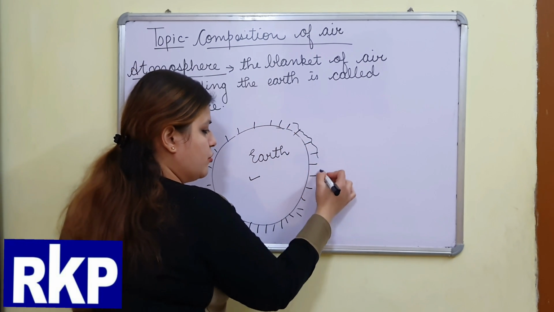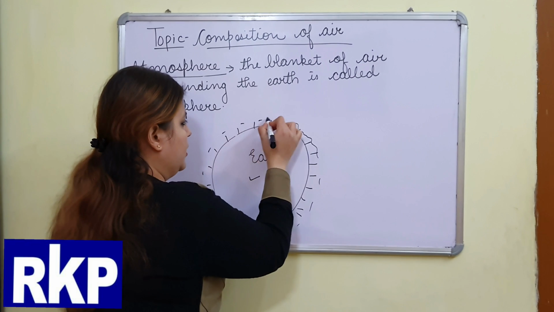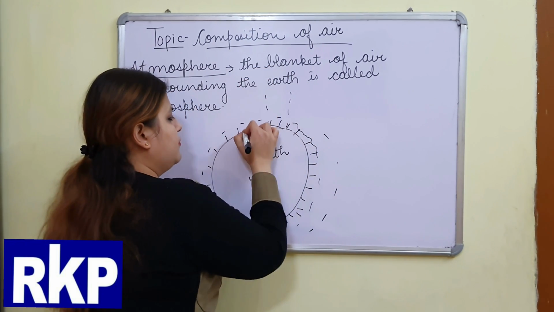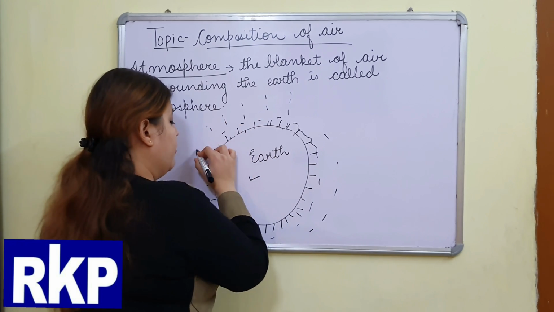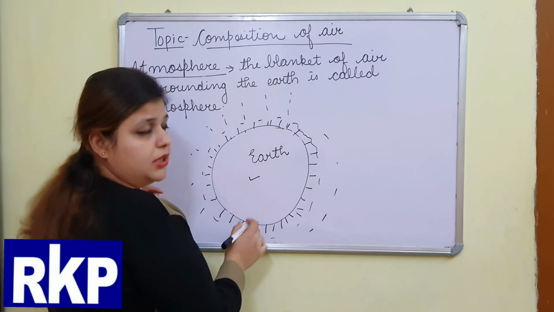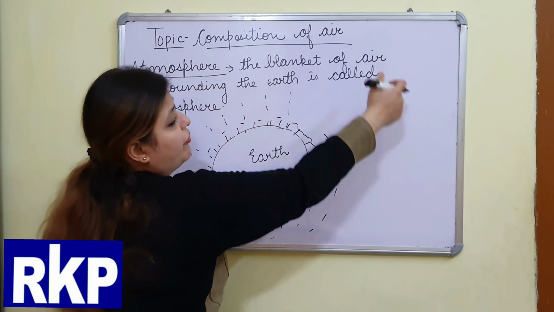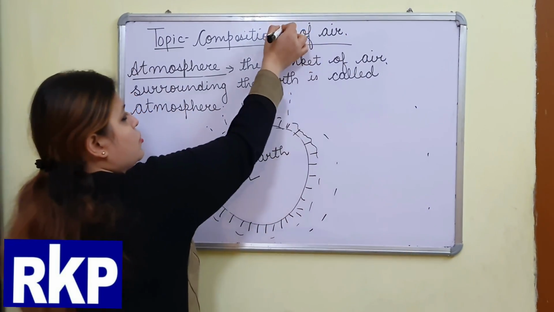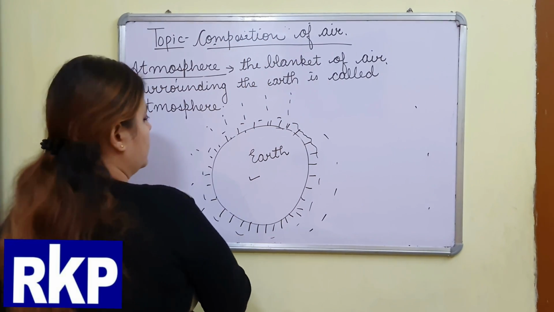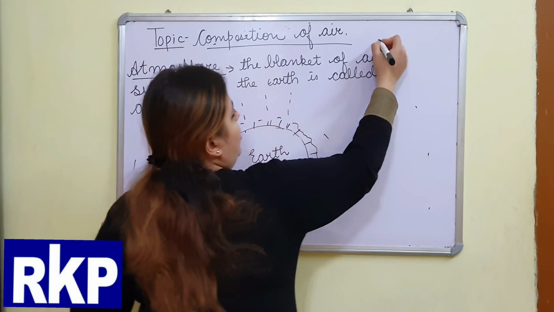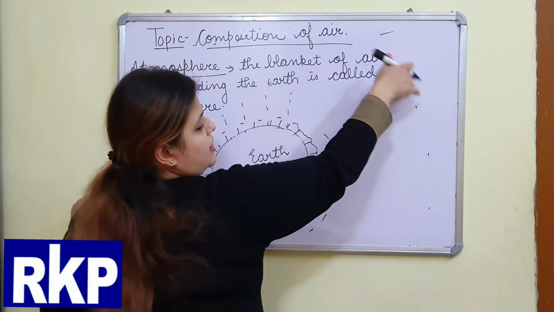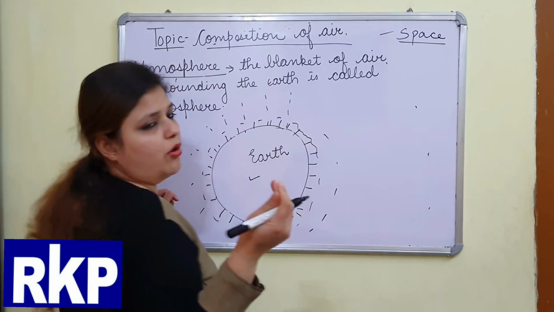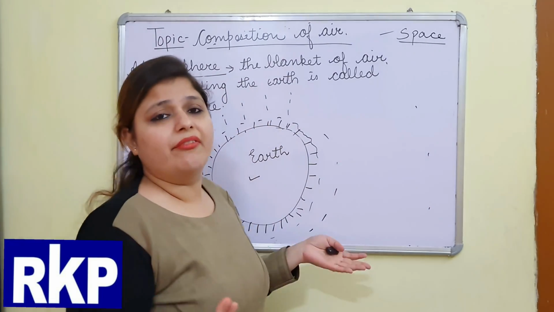So we are living here, so air will be present around us here only. If we go high up from the surface of the earth, air is also present. But up to where? It is present up to some distance. So suppose from up to here, the air is present. The region where the air is not present is our space. You have all read about space.